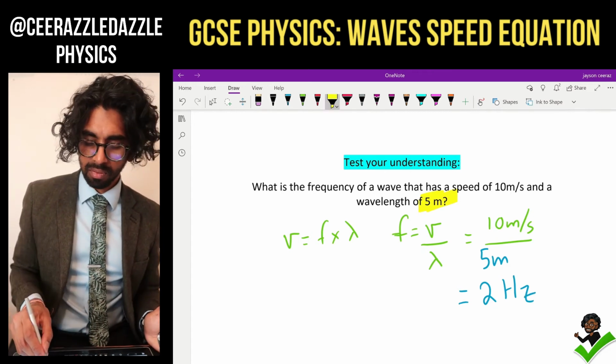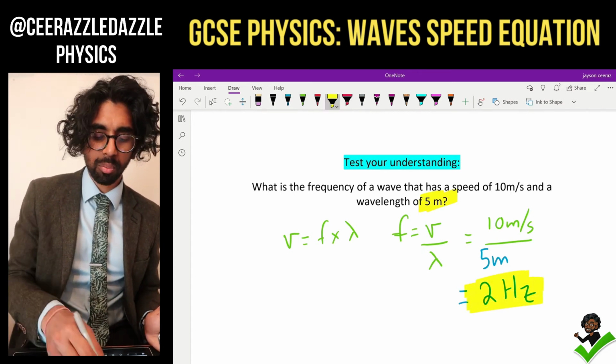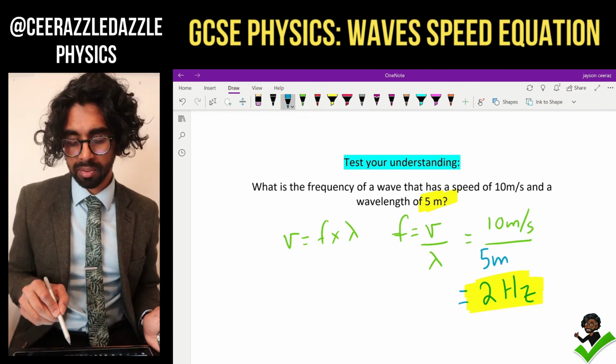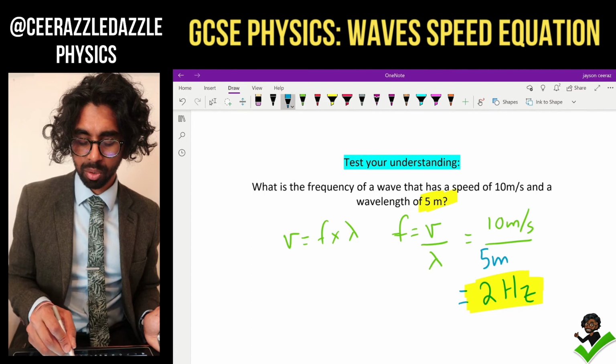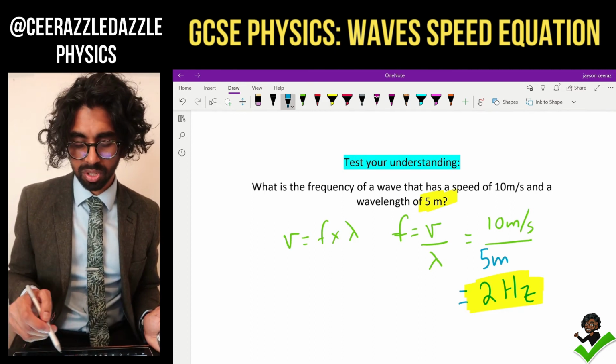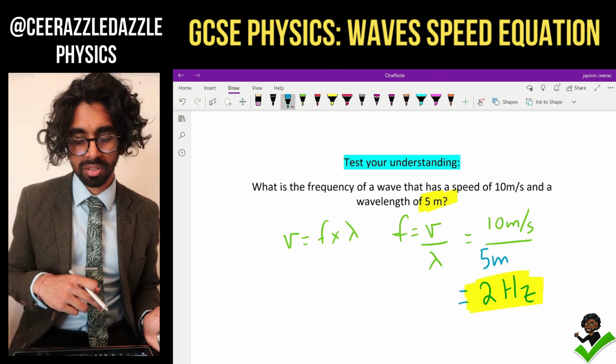Everyone happy? Make sure you understand where I've come from. We have the frequency, it's speed divided by wavelength. The speed was 10, the wavelength was 5. 10 divided by 5 is 2. The units for frequency is Hertz. That's why I put down Hertz.